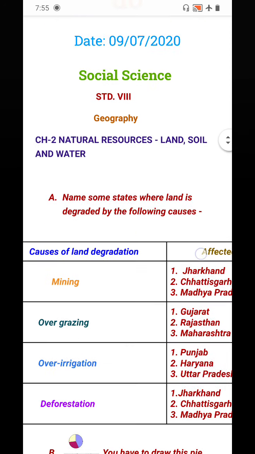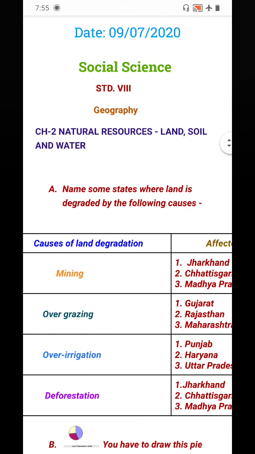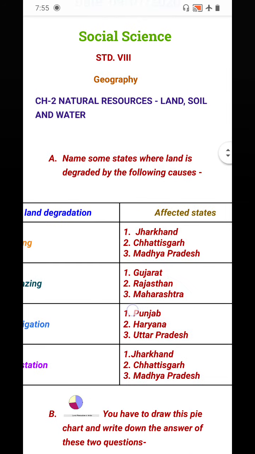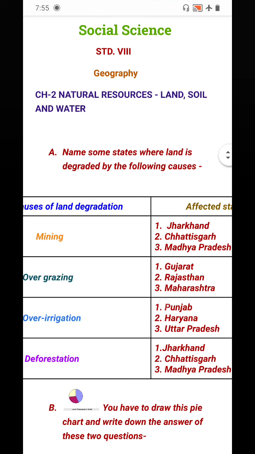So what is the first question given? Name some states where land is degraded by the following causes. What are the causes given in column number 1? Mining, overgrazing, over-irrigation, deforestation. So due to mining, which states are affected? That is Jharkhand, Chhattisgarh, Madhya Pradesh.